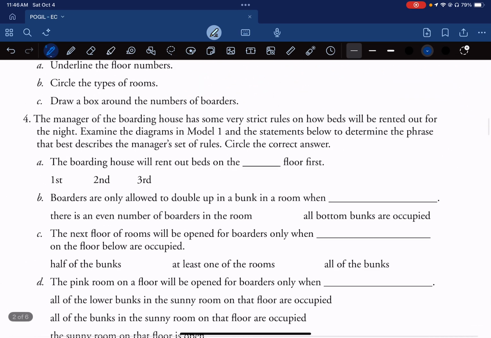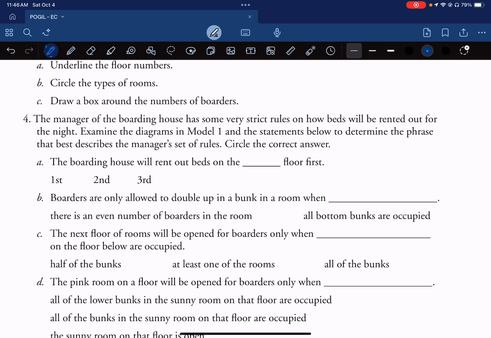Okay. Number 4, it says the manager of the boarding house has some very strict rules on how beds will be rented out for that night. Examine the diagrams in Model 1 and the statements below to determine the phrase that best describes the manager's set of rules and circle the correct answer. Again, what we did in class is I had the students come up with these rules, kind of like a warm up without actually being given the rules. And pretty much in every single class period, with a little bit of time, students were able to determine the rules that were used. And these are those rules, okay?